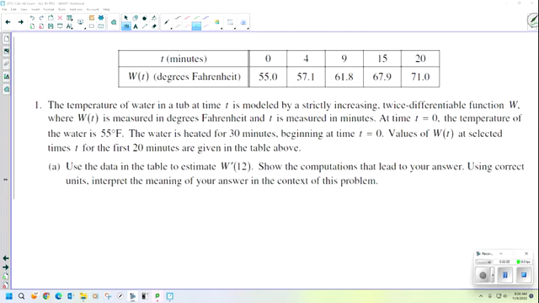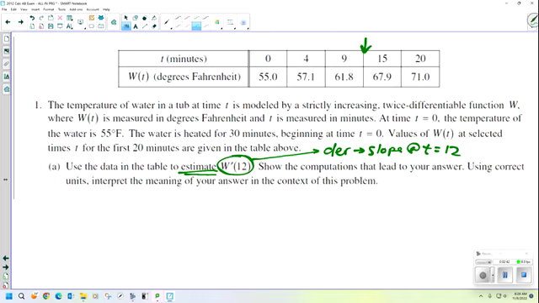Part A tells us, use the data in the table to estimate W prime of 12. Show the computations that lead to your answer. Using correct units, interpret the meaning of your answer in the context of this problem. Okay, let's start with the first thing. Estimate W prime of 12. W prime is the derivative, which is the same thing as slope, right at a time of 12. We don't have 12. 12 would be right there. So what do we do if we're estimating it?